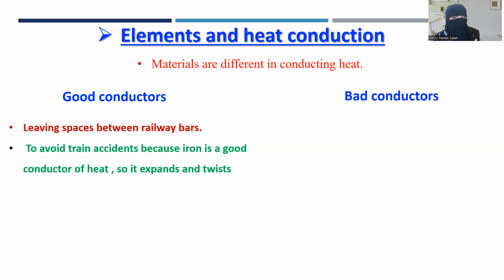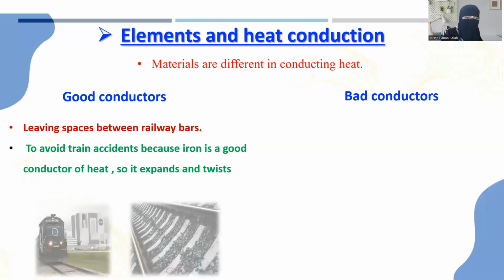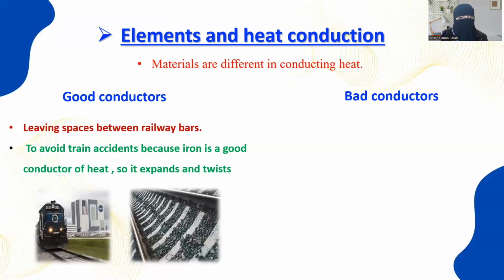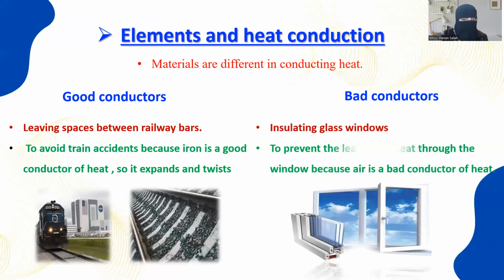Why do we need to do that? To avoid train accidents, because iron is a good conductor, so it will expand by heating. So you make spaces between the railway bars to avoid any train accident. But bad conductors: in the cold areas, they use insulating glass windows. Why? To prevent the leakage of heat through the window. The air is a bad conductor, so it will prevent the leakage of heat from the window.